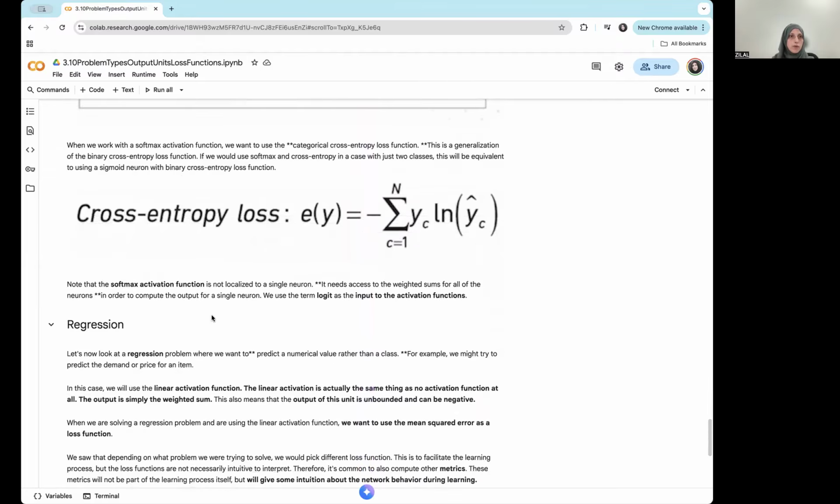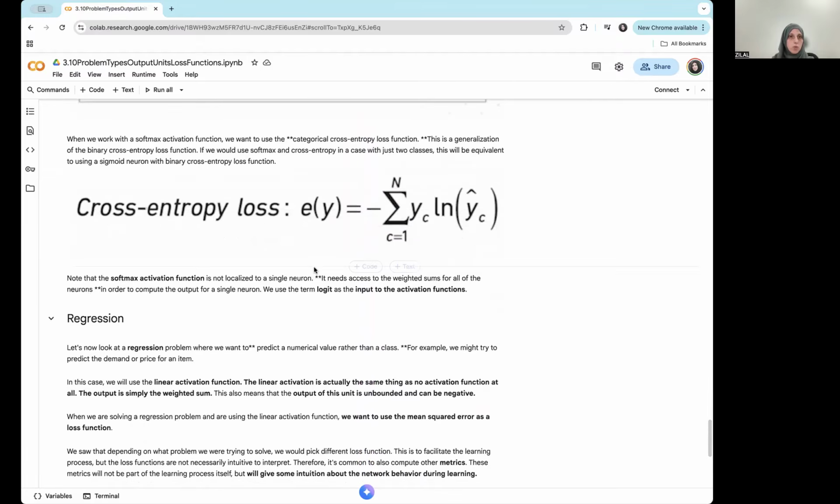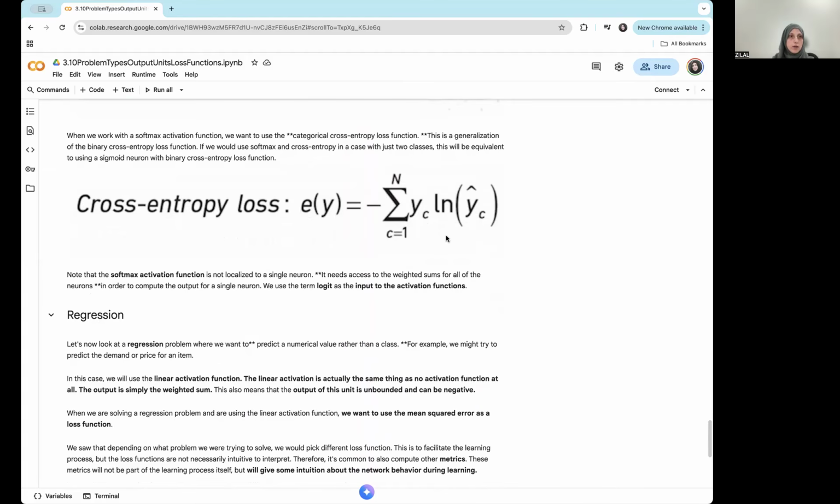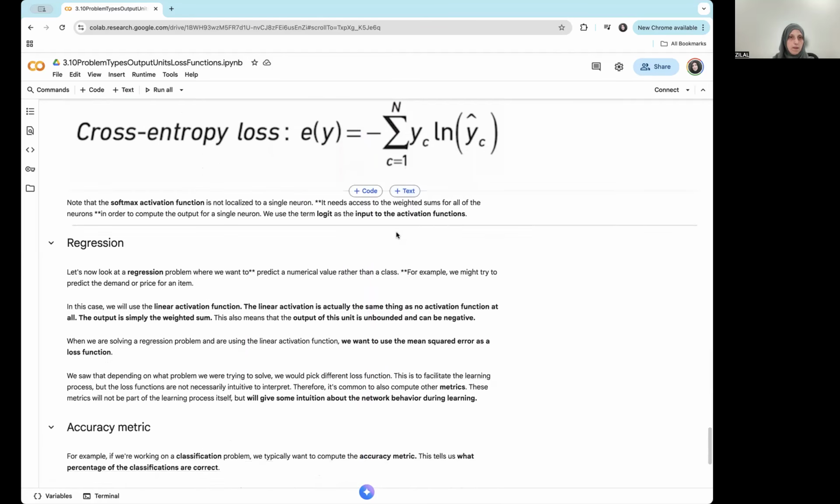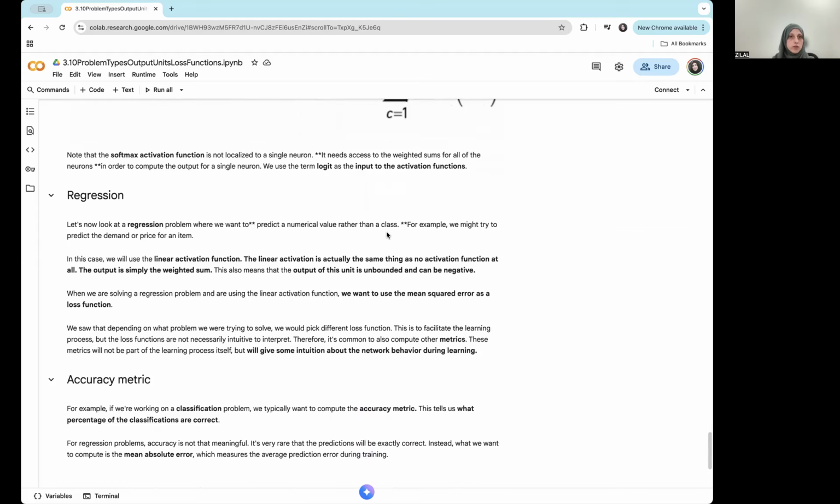So when we work with a softmax activation function, we want to use the categorical cross-entropy loss function. This is a generalization of the binary cross-entropy loss function. If we used softmax and cross-entropy in a case with just two classes, this would be equivalent to using a sigmoid neuron with a binary cross-entropy loss function. We use the term logit for the input to the activation function.